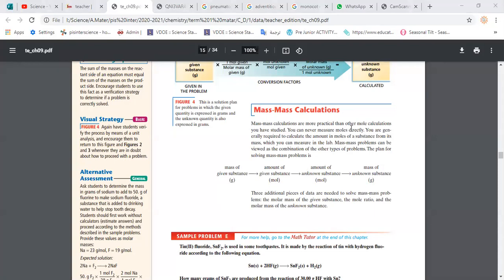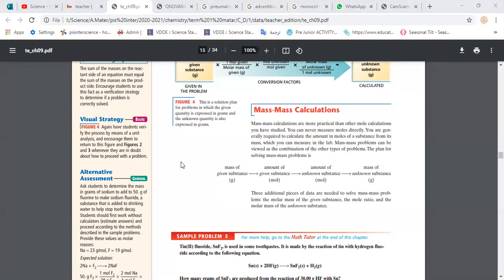Anyone can remind me what the types of calculations that we studied? Do you remember, guys? Yes, Abdurrahman? We're still raising your hands. Still raising my hand.